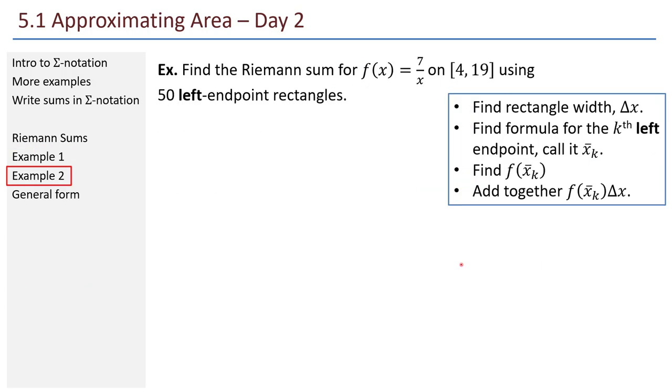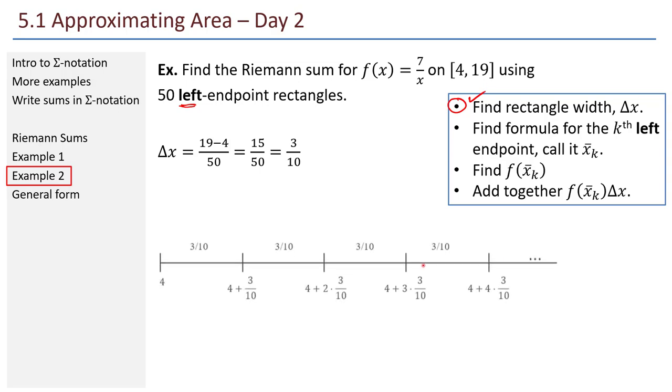Find the Riemann sum for f of x equals 7 over x on the interval from 4 to 19 using 50 left endpoint rectangles. So we'll follow the same recipe as before to get our solution. So first, find the rectangle width. 19 minus 4 over 50 reduces to 3/10. So every rectangle has width 3/10.